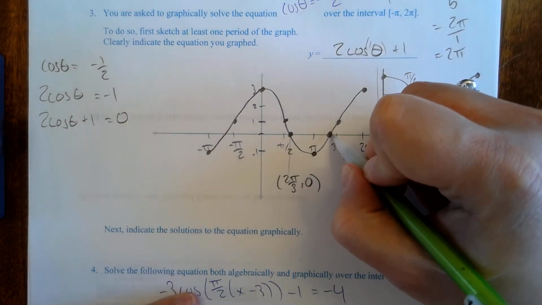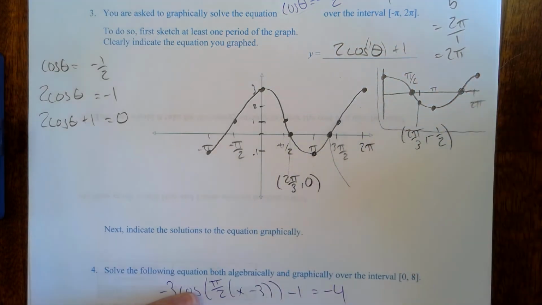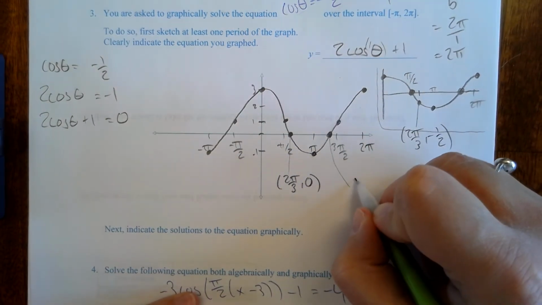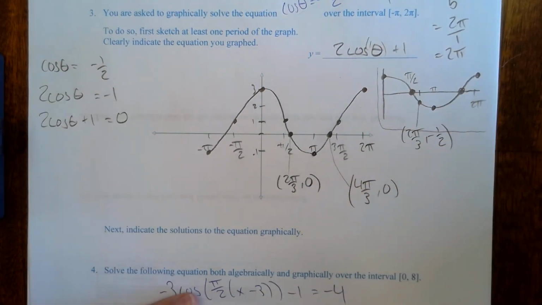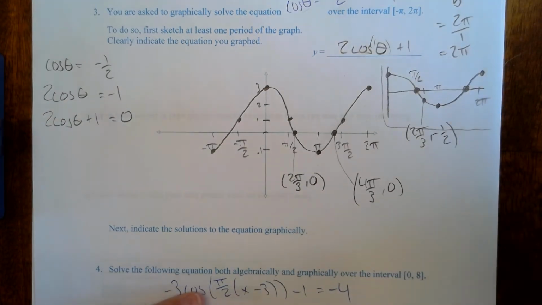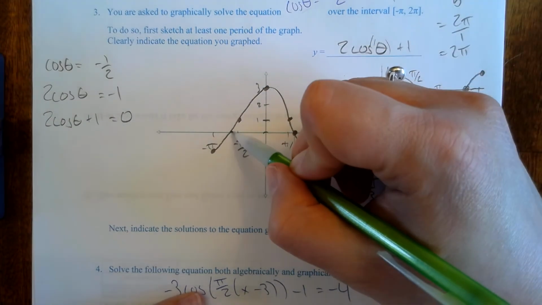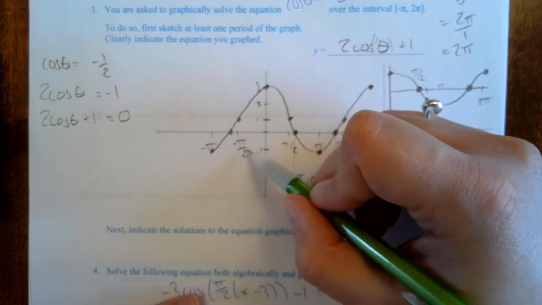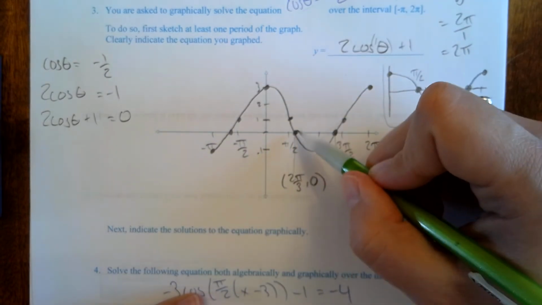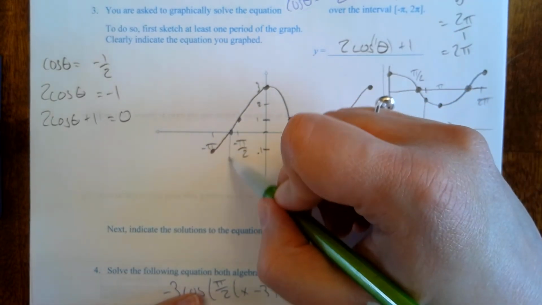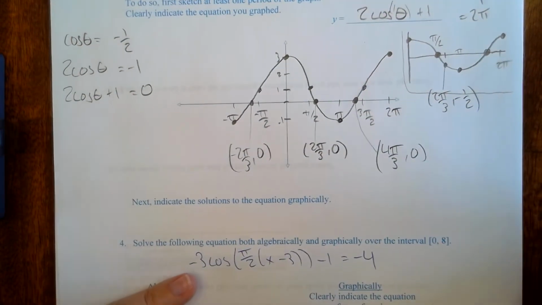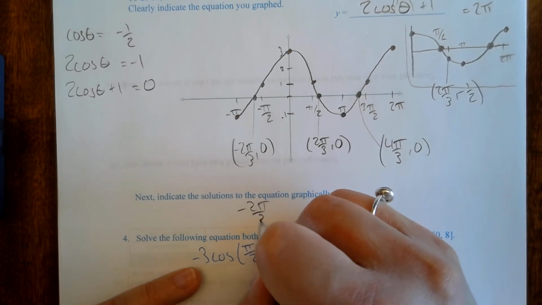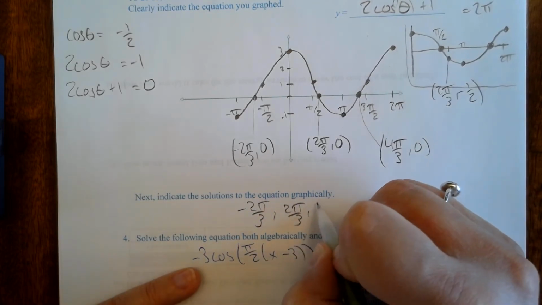The next point where we cross the 0 here, the x-axis, would be 4 pi by 3, comma 0. And then over here, we're just past -pi by 2, and you know what, it's going to be symmetrical to this one over here. So this is -2 pi by 3, 0. So my solutions are -2 pi by 3, 2 pi by 3, and 4 pi by 3.